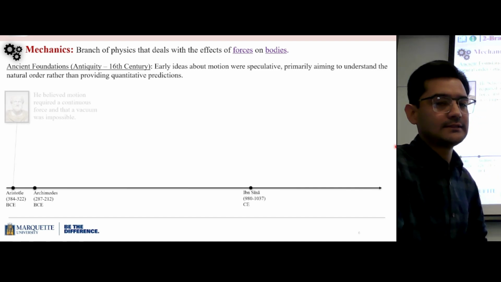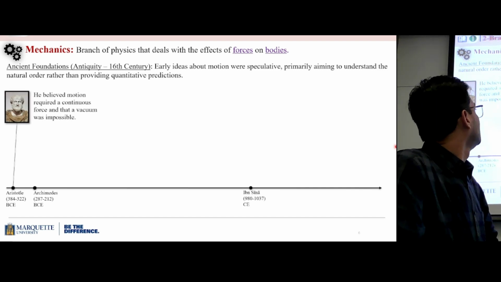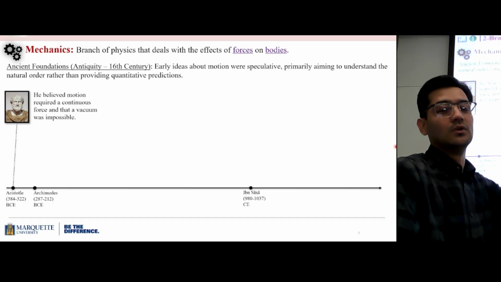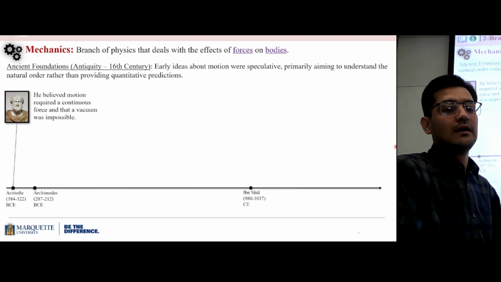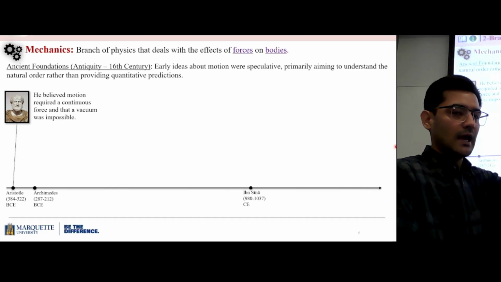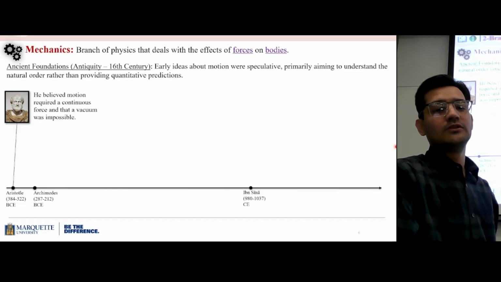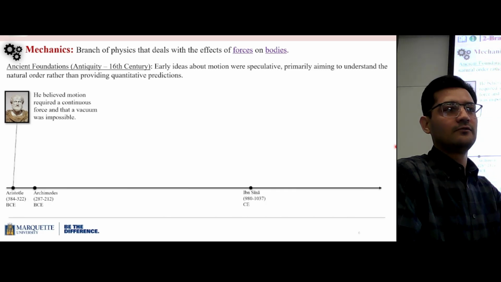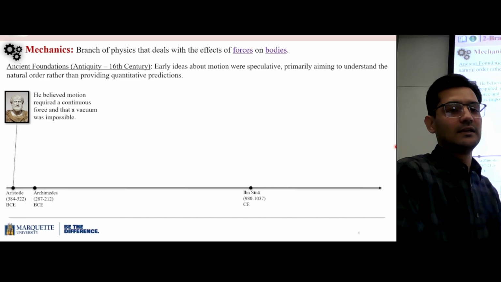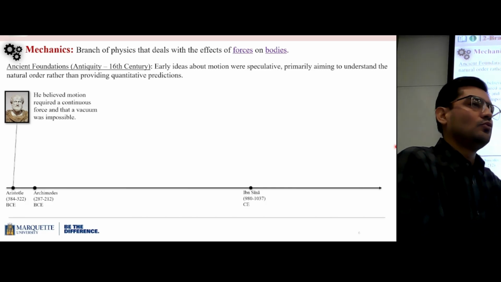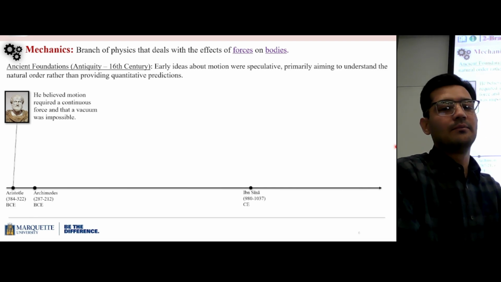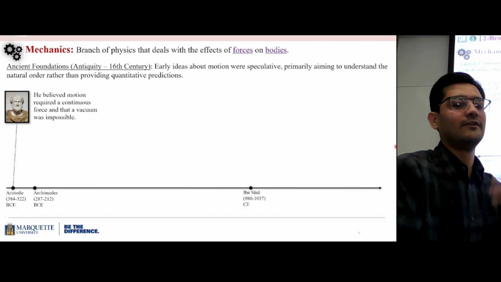The very early scientist Aristotle started thinking about mechanics, or physics, or how the world works. He thought that force is continuous and that a vacuum is impossible. These are some of the early ideas of physics, science, and mechanics. The early ideas were speculative. They didn't know how to quantify things. They were like, okay, maybe that's how it is. We can see things happening, but they could not quantify it.